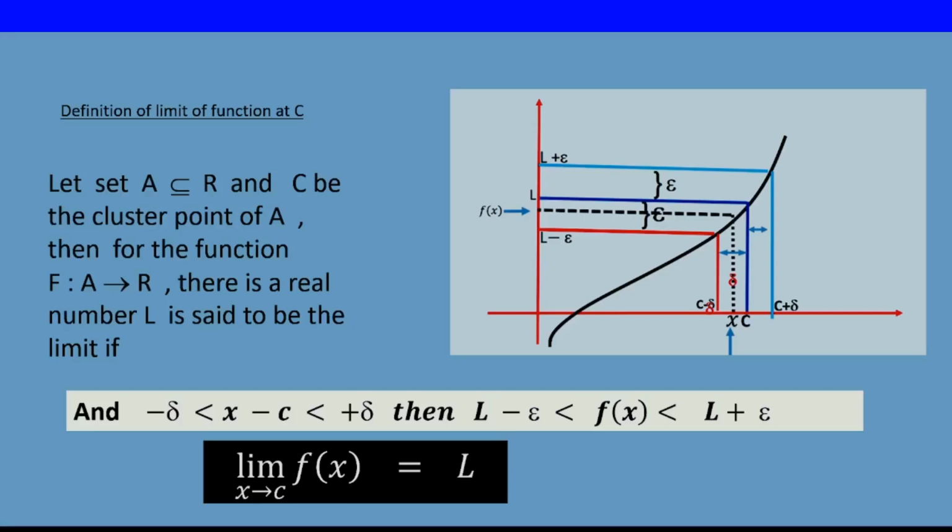That means they are all interrelated with one another. For a given delta value, we can easily find the epsilon value. Once you get the delta value and epsilon value, you can easily find the limit of the function. The limit of the function L is such that f of x must be greater than L minus epsilon and must be smaller than L plus epsilon. Thus, the limit of the function at C can be defined.